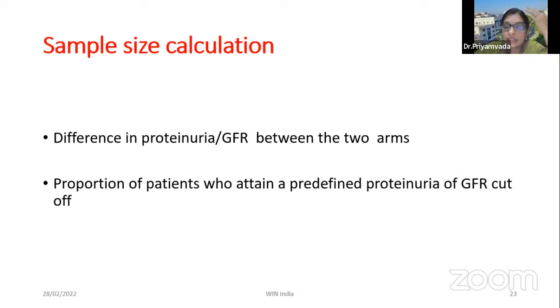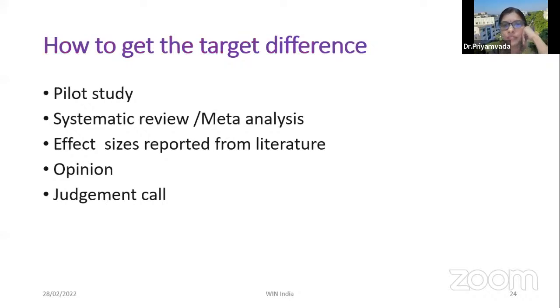Now, basically, these are probably things which go into your primary endpoint also. This was something which I was telling, difference in proteinuria or GFR between the two arms. The treating investigator has to decide how much is a reasonable difference in proteinuria and how much is a reasonable difference between the intervention and the control arm. Or you can even use the proportion of patients who attain a predefined proteinuria or GFR cutoff, depending on the study duration and the type of patients you recruit into your trial.